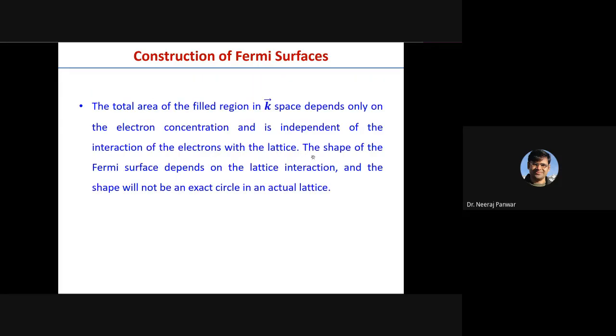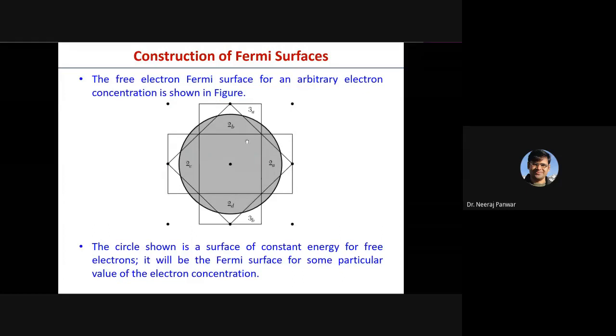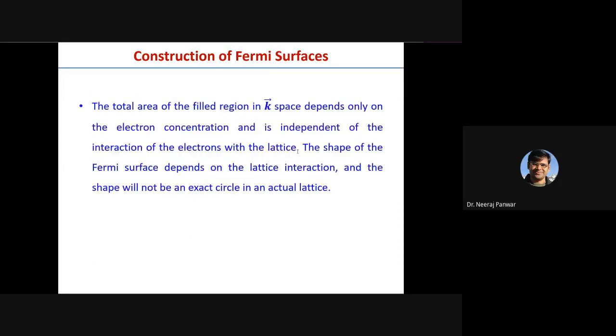its shape does. Here it is circular, but as I told you, different metals would have different shapes. So the shape of the Fermi surface will depend on the interaction of electrons with the lattice. And as we would see, the shape will not be an exact circle in an actual lattice.